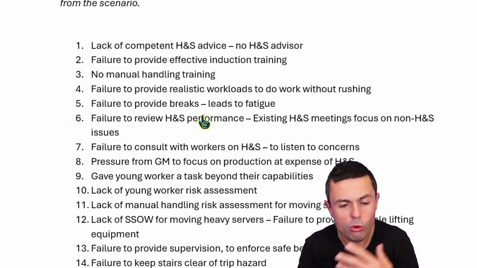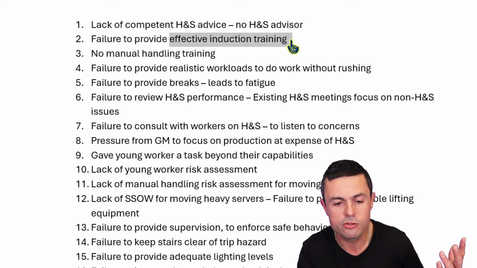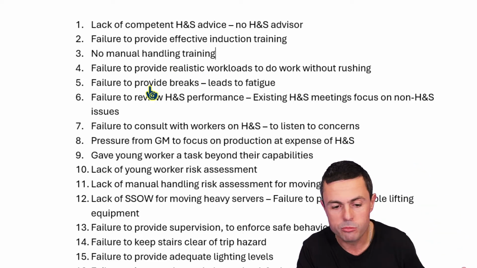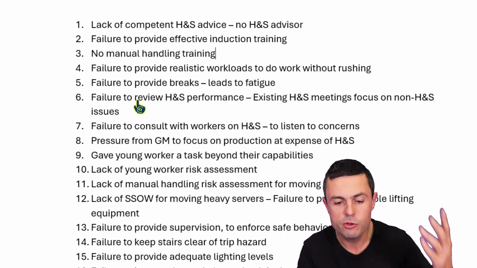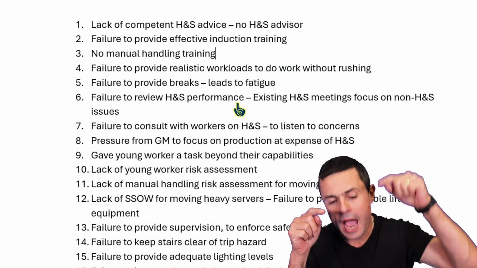Anyway, if we look at all the list of stuff here, what have I got? I've got competent advice, the failure to provide effective induction training, manual handling training, realistic workloads, failure to provide breaks leading to fatigue, review of health and safety performance. Just to be clear, this is not the answer to my question. I might not get marks for this. I need to write these out in full and explain how these things contributed to the accident.